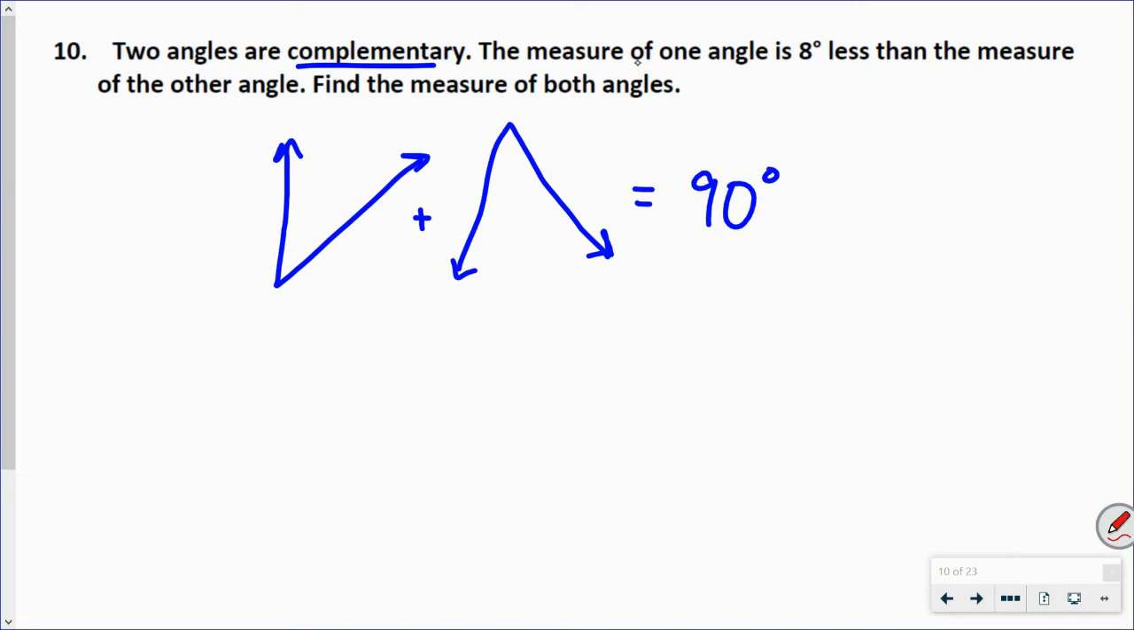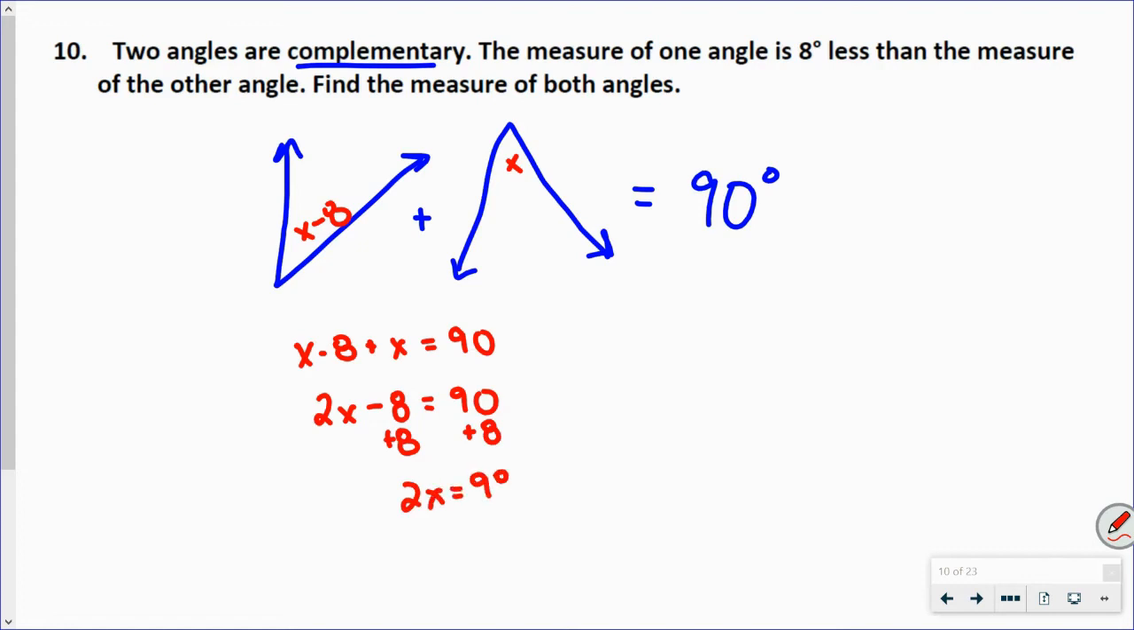Well, the problem tells me that one of the angles is 8 degrees less than the other. So let's say this angle is x, this one is x minus 8. It's 8 degrees less. So that kind of sets up our equation here as x minus 8 plus x equals 90, all in degrees. Okay, so we add like terms. So this is 2x minus 8 equals 90. We're going to add 8. 2x equals 98.